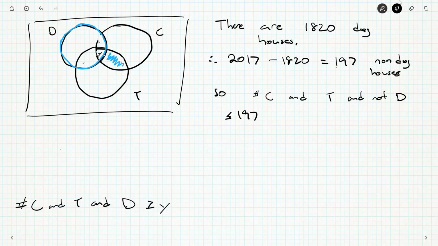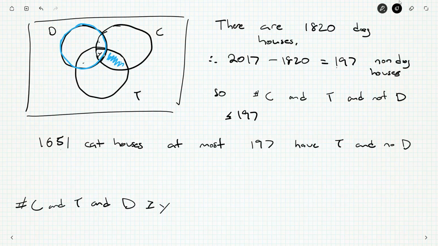Well, let's see. Okay, so we talked about the dogs, and now the ball's in the cat's court. So there's 1651 cat houses. At most 197 have a turtle and no dog. And actually, we could broaden that to just at most have no dog. Alright, we didn't have to go with cat and turtle and not D here. We didn't have to be talking about that blue overlap. We could have talked about the whole thing.